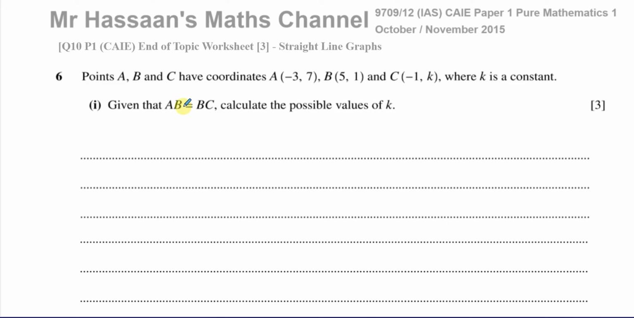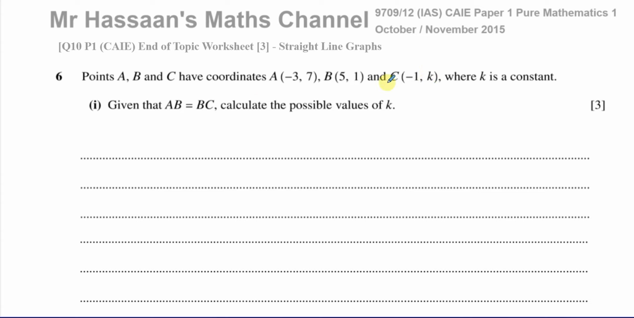And in this question, we're told about points A, B, and C, which are given as A (-3, 7), B (5, 1), and C (-1, k), where k is a constant. We're told that AB is equal to BC, and we need to calculate the possible values of k, which is the y coordinate of C.